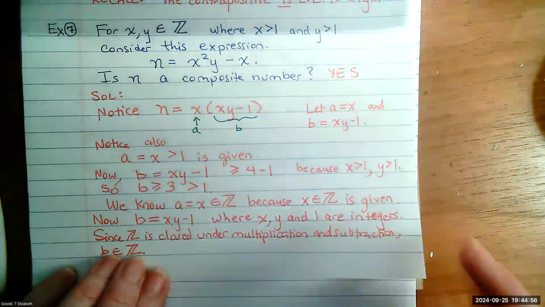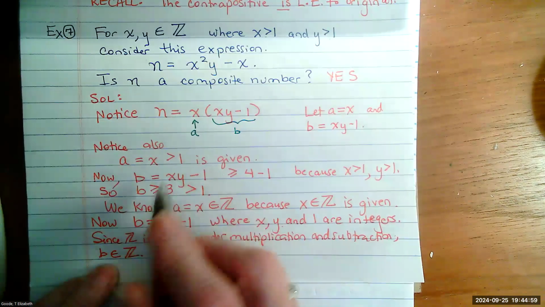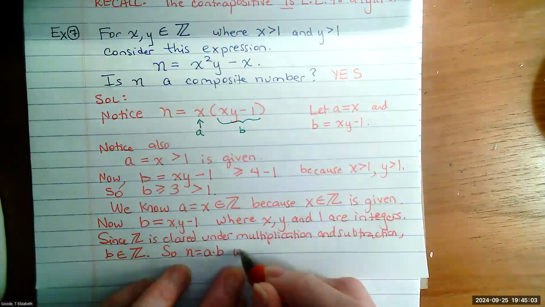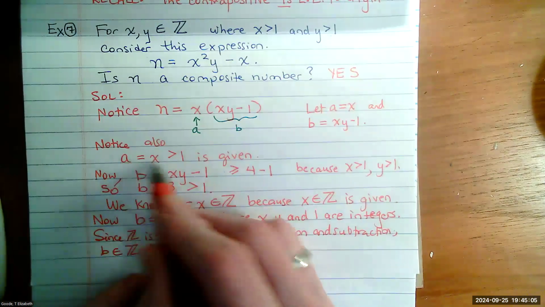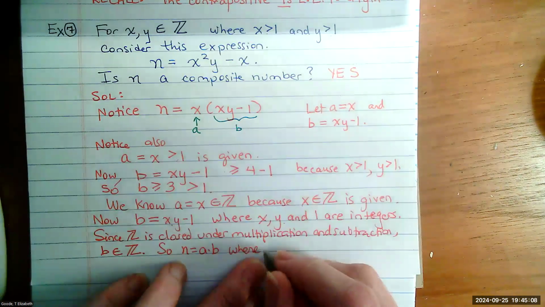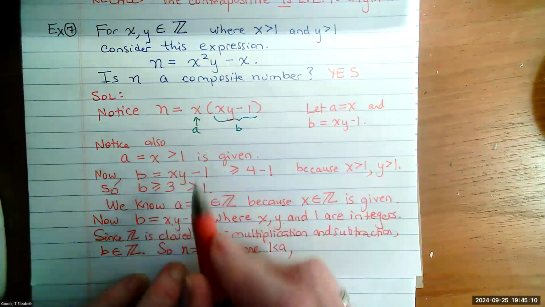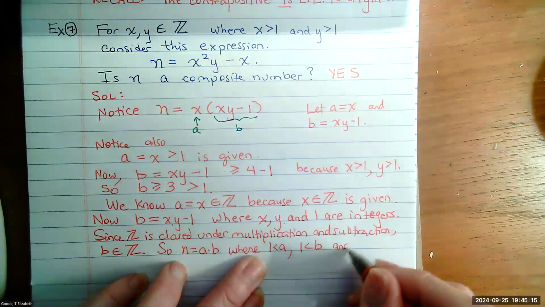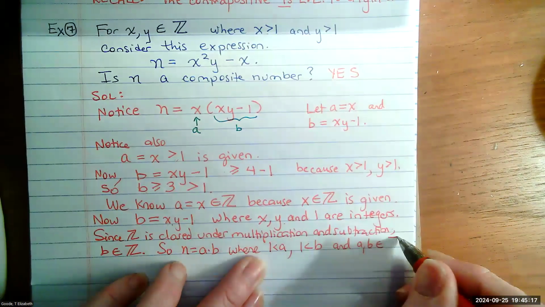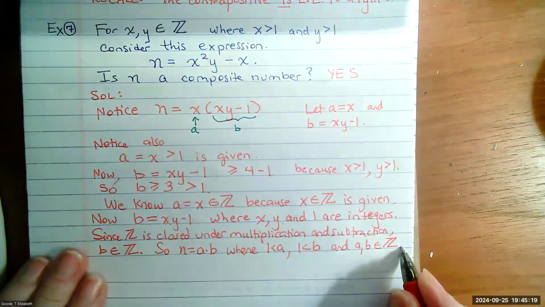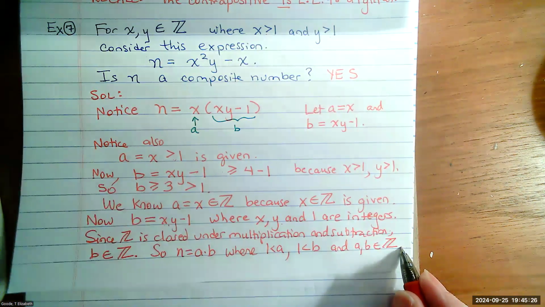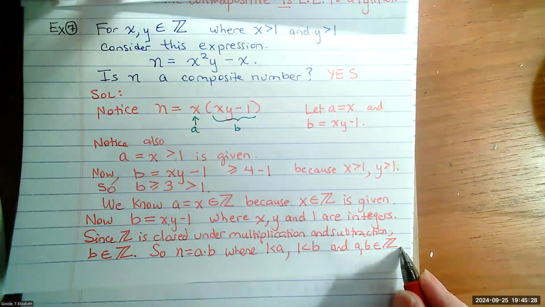So in fact, let's just recap. N is equal to A times B, where we proved 1 is less than A, right? A bigger than 1 means 1 is less than A. B was bigger than 1, so 1 is less than B. And A and B are in Z. That's what it takes to satisfy all the parts of the definition of composite.